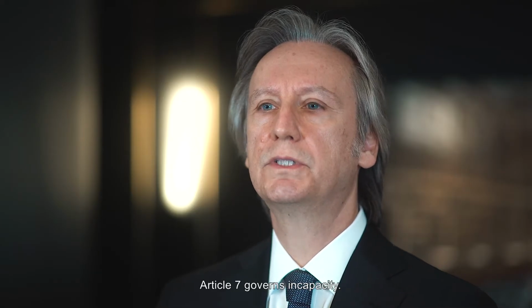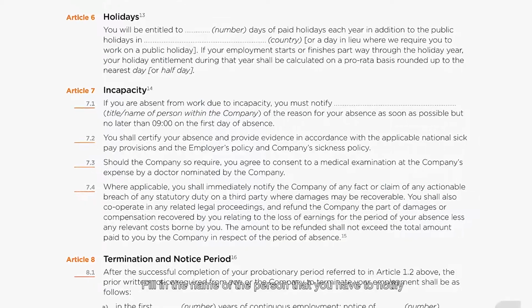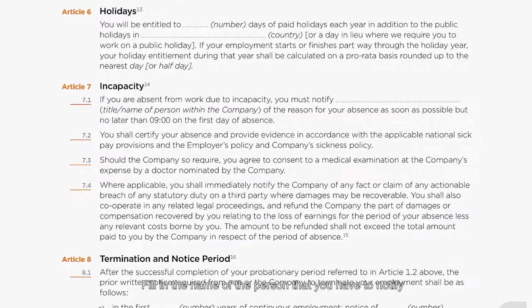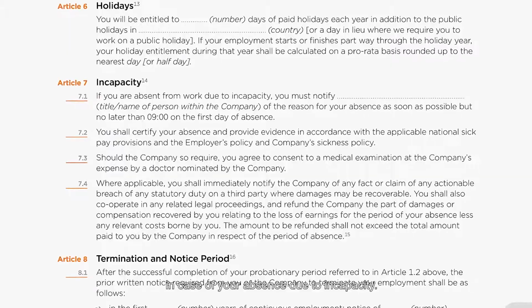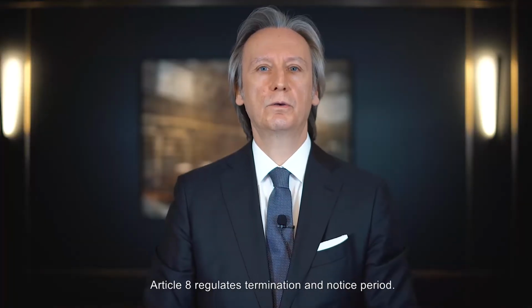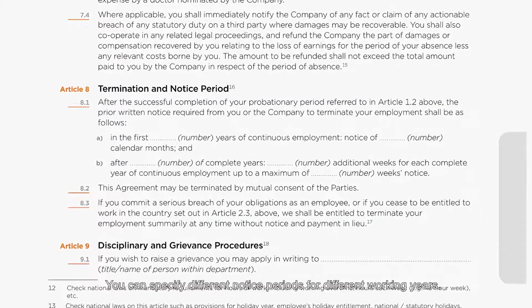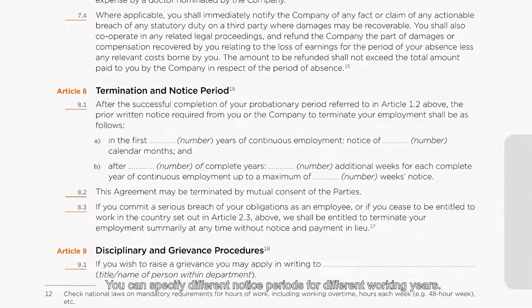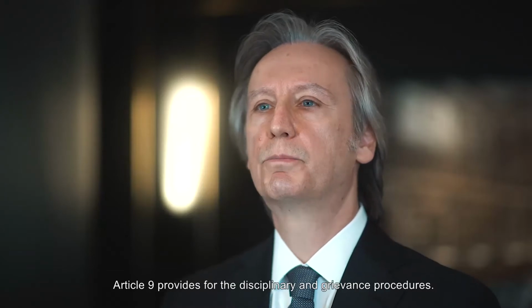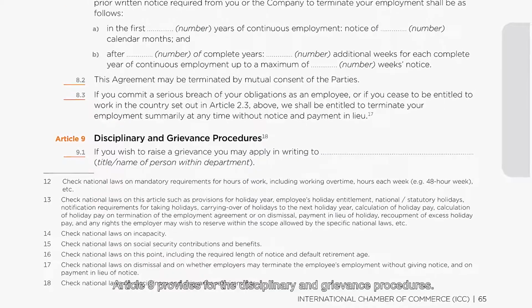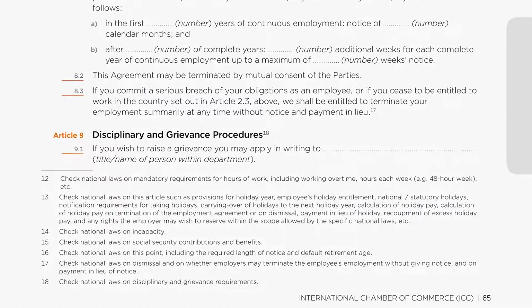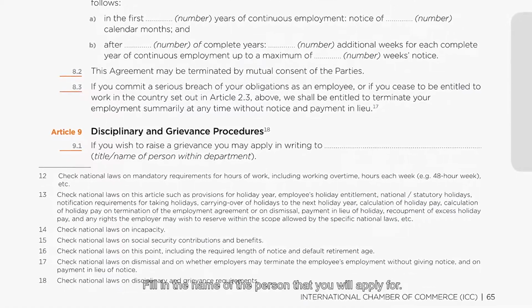Article 7 governs incapacity. Fill in the name of the person that you have to notify in case of your absence due to incapacity. Article 8 regulates termination and notice period. You can specify different notice periods for different working years. Article 9 provides for the disciplinary and grievance procedures. Fill in the name of the person that you will apply for.